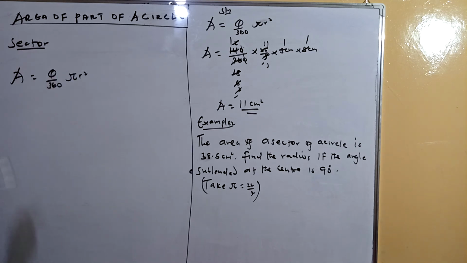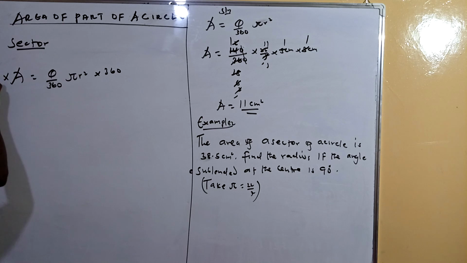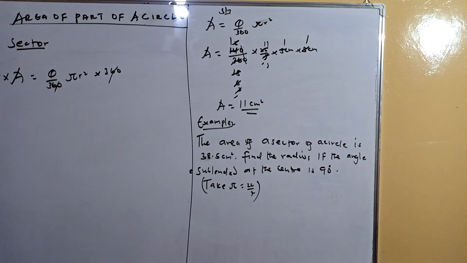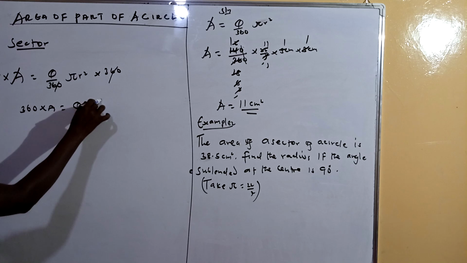Then we are expected to get r squared. In this formula, we have a denominator, which is 360. So we are going to eliminate the denominator in any formula that contains one. We multiply by 360 on both sides, and cancel the two on the same side of the equal sign. Then we'll have 360 times area is equal to theta times pi r squared.